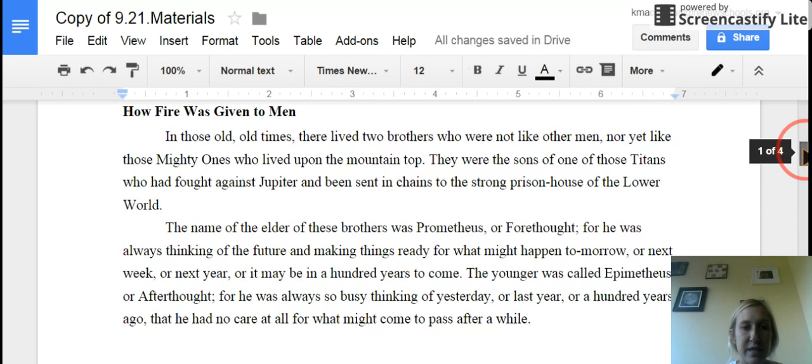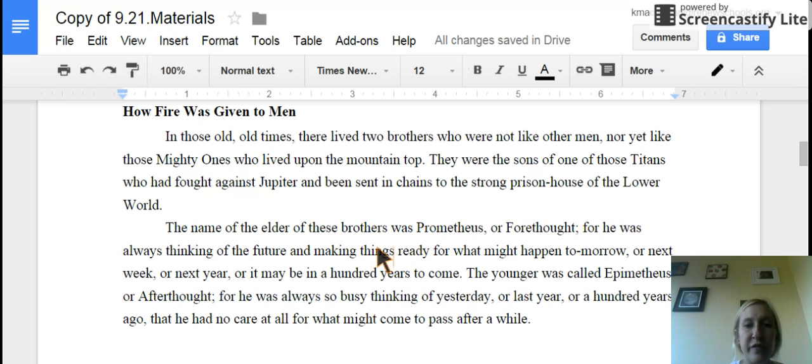How Fire Was Given to Men. In those old times, there lived two brothers who were not like other men, nor yet like those mighty ones who lived upon the mountaintop. They were the sons of one of those Titans who had fought against Jupiter and been sent in chains to the prison house of the lower world. So the mighty ones are referring to the gods and goddesses. The lower world is referring to the underworld.